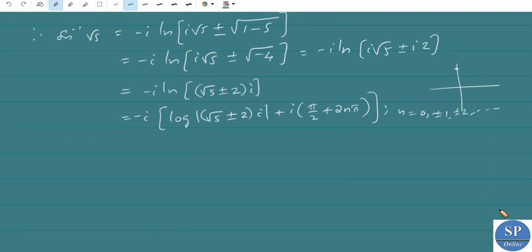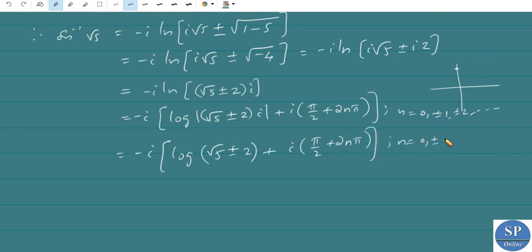Clear? So actually this is nothing but minus i into log of the modulus, which is log of square root of 5 plus or minus 2, because this is actually a positive number. Square root of 5 is greater than 2, so this number is positive. So log of this plus i into pi by 2 plus 2n pi, for n equal to 0, plus or minus 1, plus or minus 2, etc. Okay, so these are the values for sine inverse of root 5.